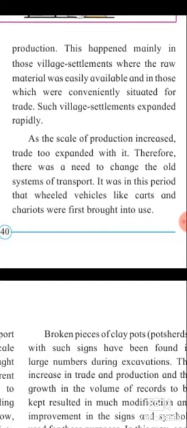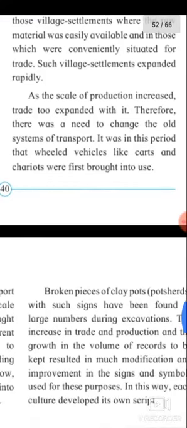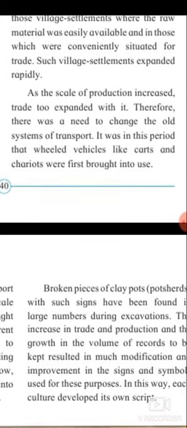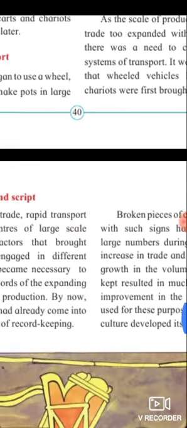The pots may have been produced very largely, which means they had to trade at a very large level. So they had to change their old transport. For example, earlier they went to places within walkable distance, but now they had to change to carts and chariots. It was in this period that wheeled vehicles like carts and chariots were first brought into use. Then they used the carts to transport goods from one place to another for trading purposes.